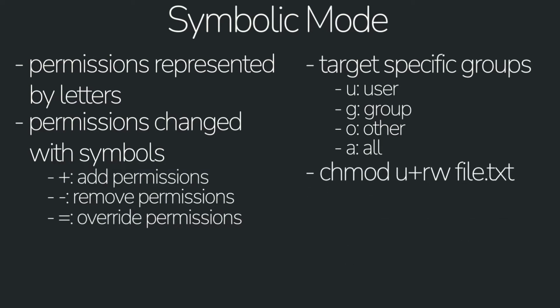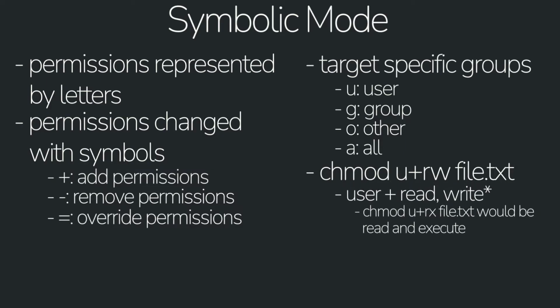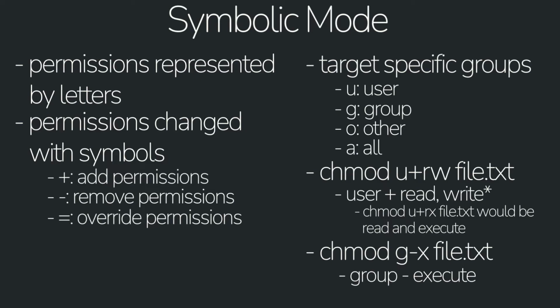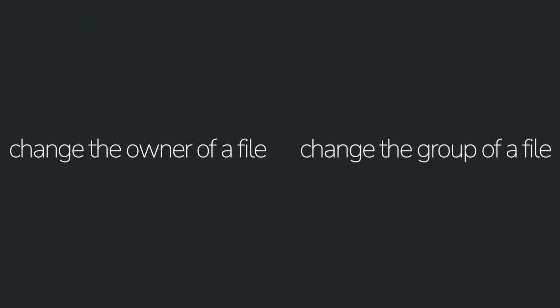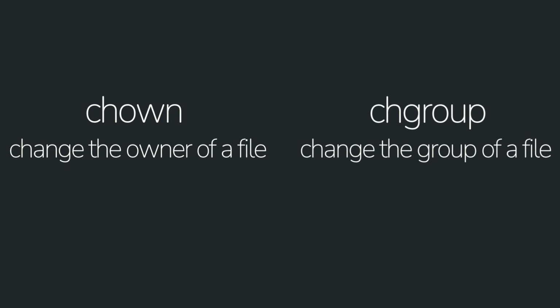The command chmod u+rw file.txt gives the user ownership group read and write permissions for file.txt. chmod g-x file.txt removes execute permissions from group for file.txt. As an ending note, if you ever wanted to change the direct owner of a file or a group for a file, chown and chgrp will do the job. chown will change the file's owner, whereas chgrp will change the owner's group.